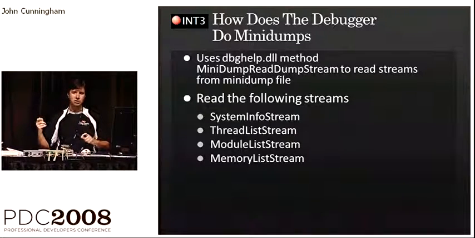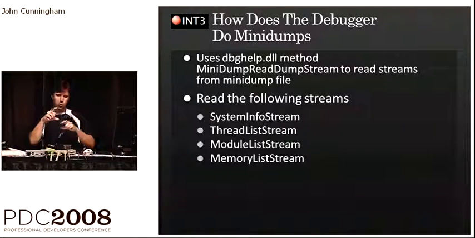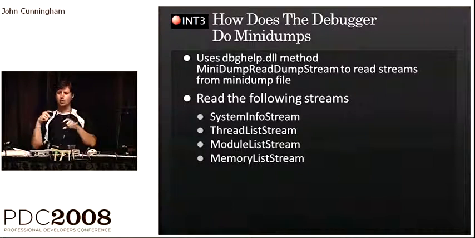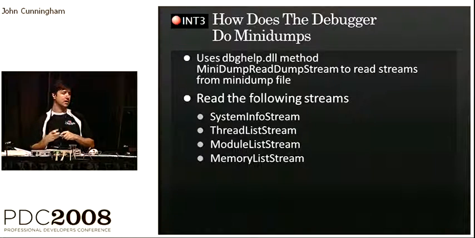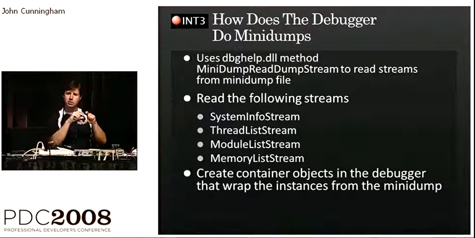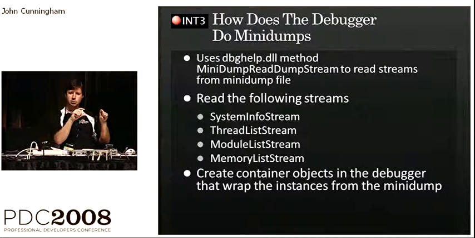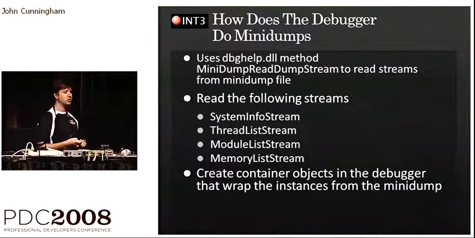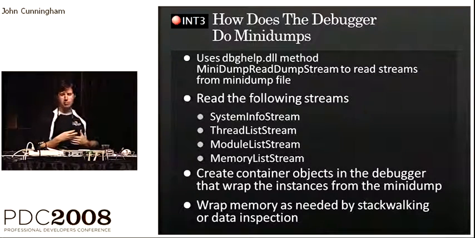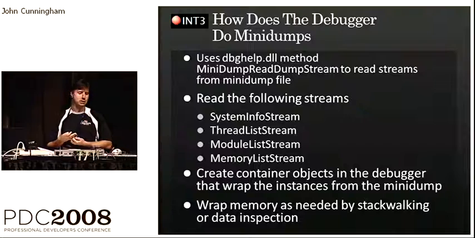And the memory list stream is the stream that tells us which portions of memory have been read at the time and written back to the mini dump, that we can count on when we want to evaluate variables or walk stacks. And then we create container objects down in the bowels of those engine components that I showed you earlier to be able to wrap those. And we only page memory in from the mini dump file as we need it.